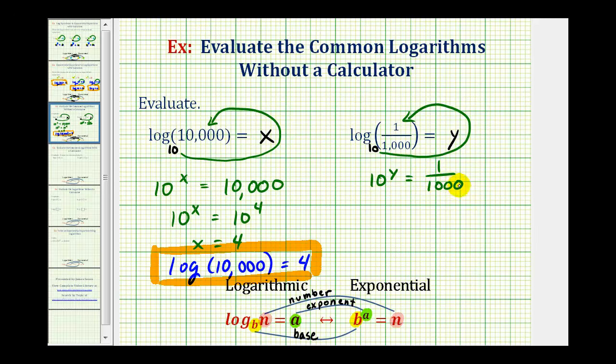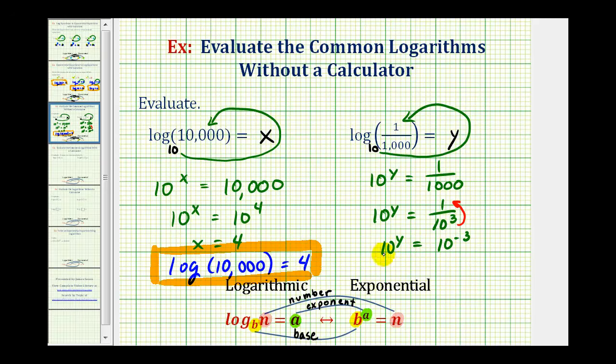Notice that 1,000 has 3 zeros, so 1,000 is equal to 10 to the third. So we have 10 to the y equals 1 over 10 to the third. And now we can use our exponent properties to rewrite this. If we move this across the fraction bar, or move this up to the numerator, it's going to change the sign of the exponent. So this would give us 10 to the y equals 10 to the negative 3.